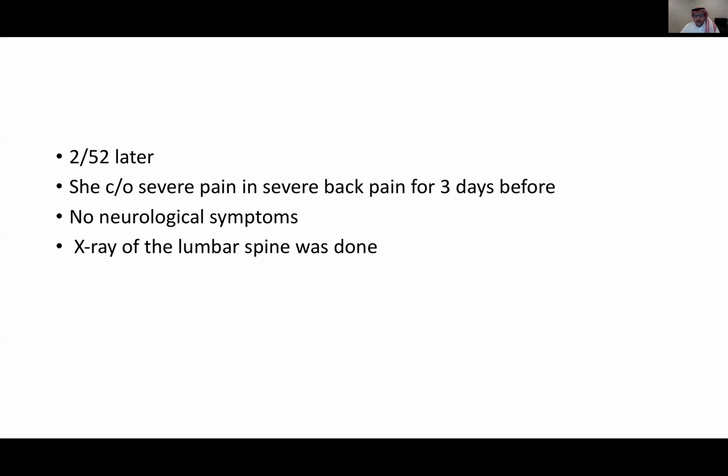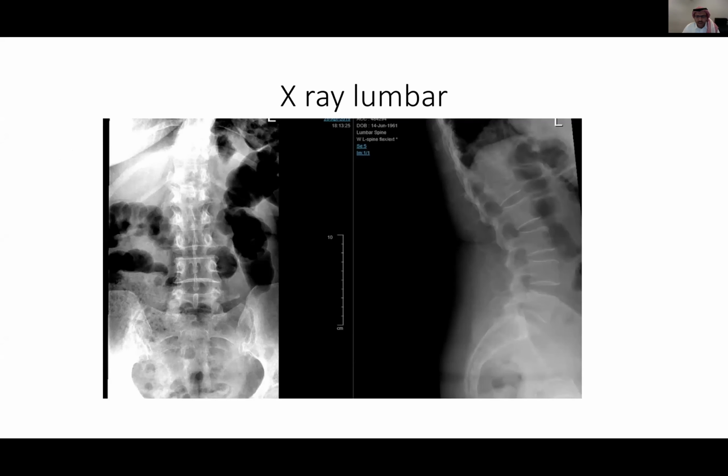So before her appointment, actually 2 weeks after she left, she came to the ER with severe back pain, and she had experienced that pain for 3 days, with no neurological symptoms. Our on-call doctor did an X-ray, and he saw the fracture. He rang me, so I looked at it, and I saw that the fracture is progressing, and now the compression is around 50% of the vertebra, anterior and middle vertebral body.